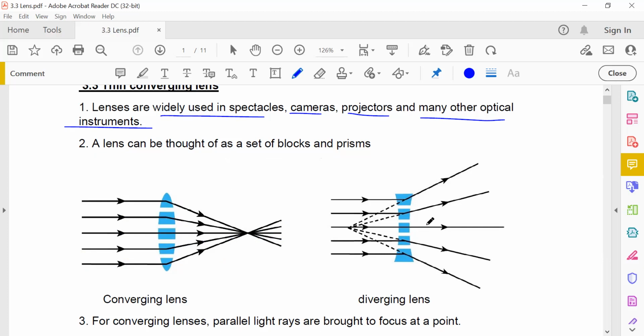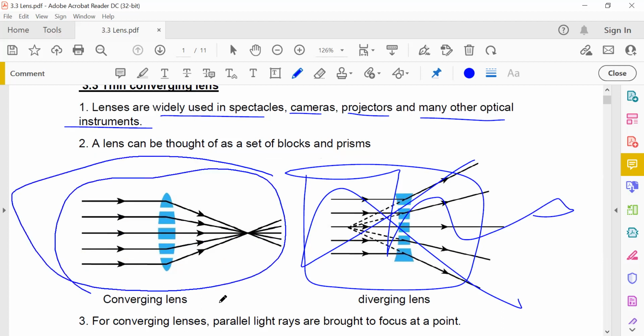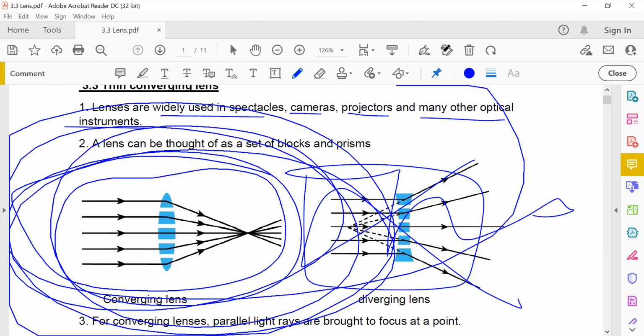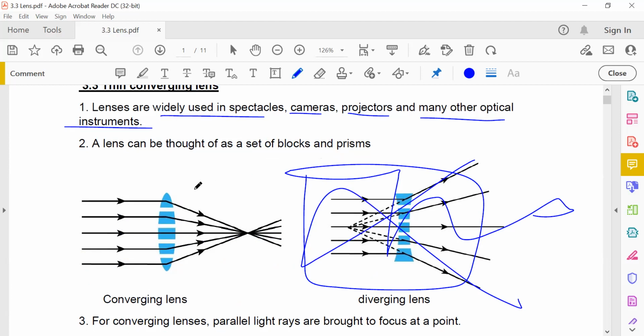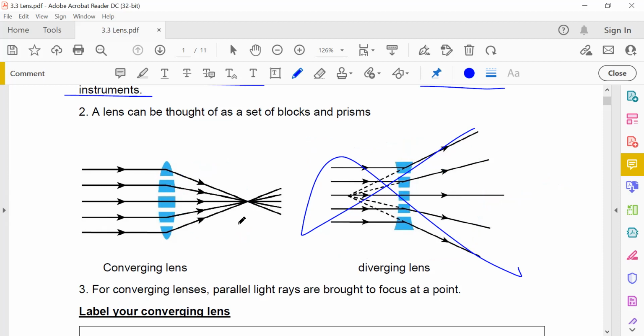Okay. Like I mentioned, in your syllabus, this is definitely not there anymore. If your teacher is teaching this, you can ignore everything I'm saying, but you have to be very, very well versed with the converging lens here. Okay. For converging lenses, parallel light rays are brought to focus at one specific point. Usually it will be at the back of your eye here, if these are glasses, right?